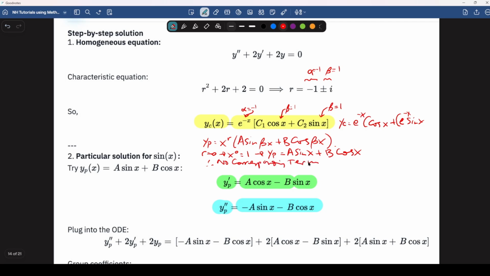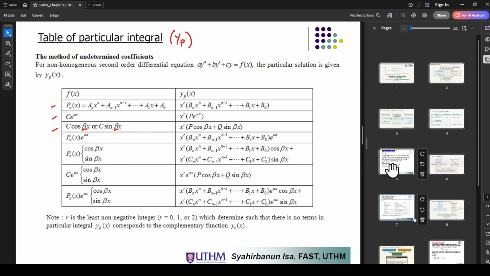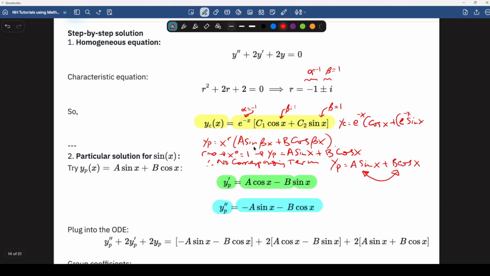Proceed with yp equals a sine x, because the value of beta is 1, plus b cos x. We can flip it, using cos first and then sine, just like in the lookup table where you see cos first and then plus sine. It doesn't matter because it's an addition. In this case, I'm using sine first: a sine x plus b cos x.